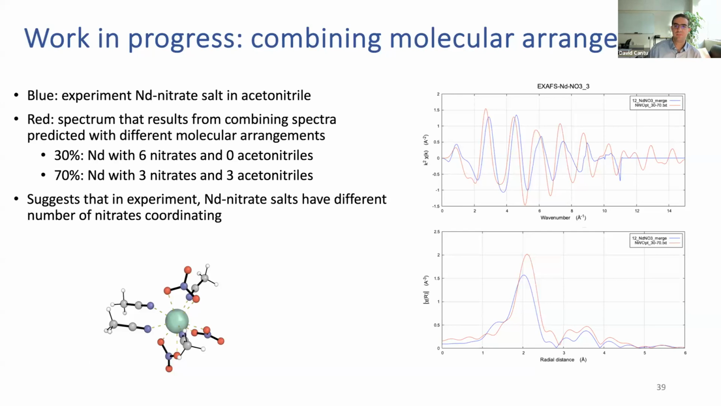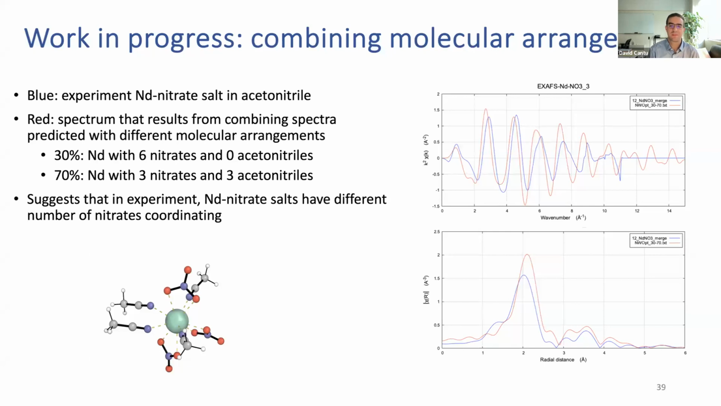So in blue is the experiment, the measurement of the neodymium nitrate salts, and in red is a spectrum that we combined from different molecular arrangements. We did one simulation that has 6 nitrates, and another simulation that has 3 nitrates and 3 acetonitriles, and we're trying to find what's the right mix that's going to give the best agreement.